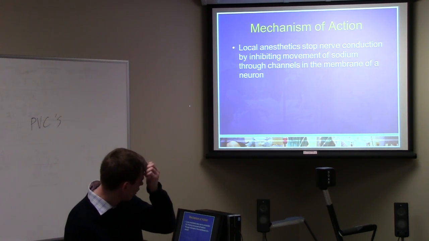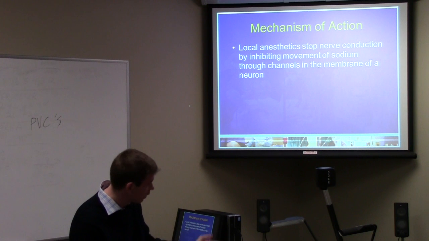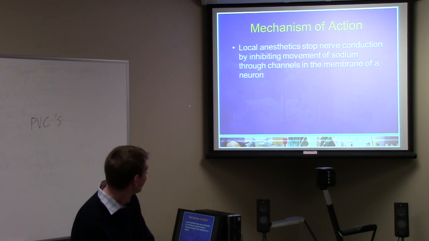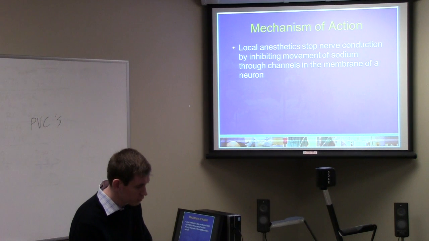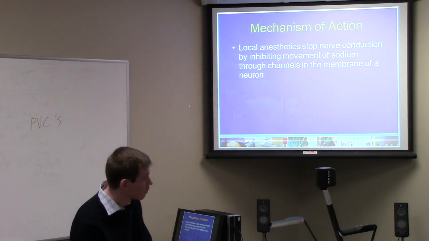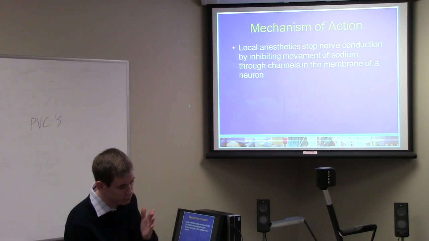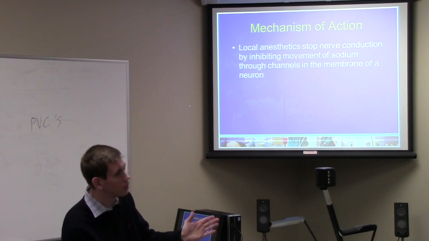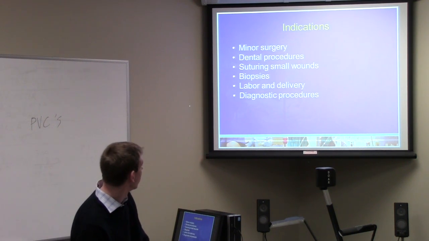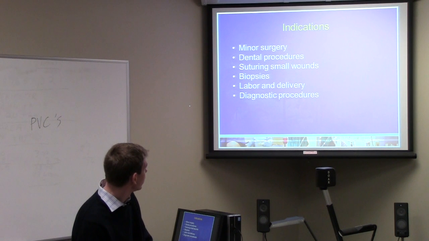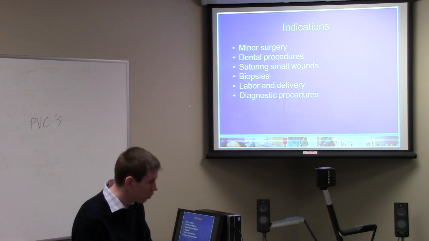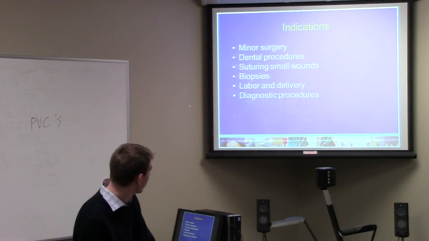And again, all we're doing is blocking sodium. That's all we've done today, and we'll continue doing that. So with local, we're just stopping that nerve conduction by blocking the sodium channels. So we're blocking that nerve impulse from the peripheral to the central nervous system. All right. As far as uses, lots of uses of why you would give a local and also a regional. I'm not going over all these, but it makes sense.